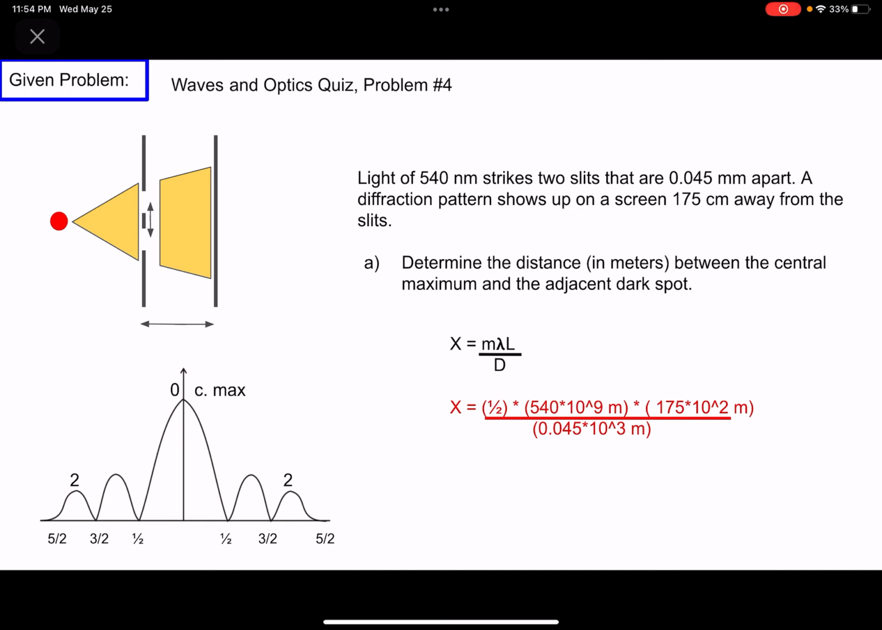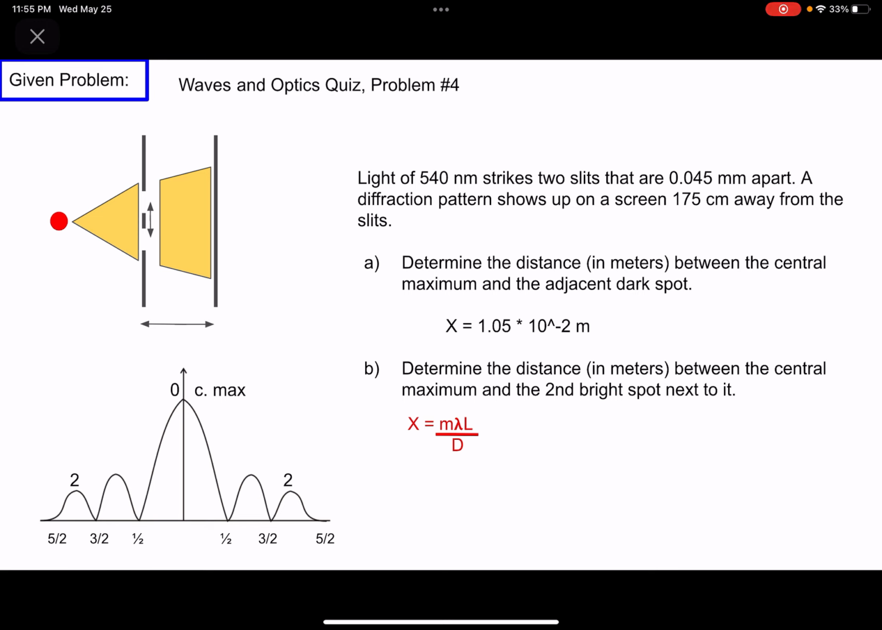That's going to be the distance to the adjacent dark spot. And then 540 times 10, since the light is in nanometers, we need to convert that to meters, so it's 10 to the -9th. I forgot to add that negative in there. And then L is 175 times 10 to the -2, and d is 0.045 times 10 to the -3. Solving for that, you get the distance is 1.05 times 10 to the -2 meters. See how I changed it from the last slide? Those are all negatives now.